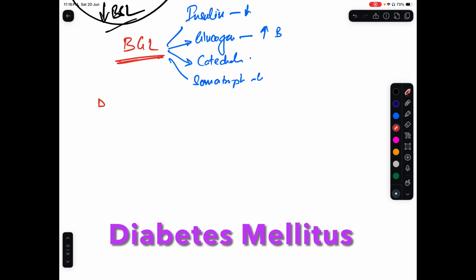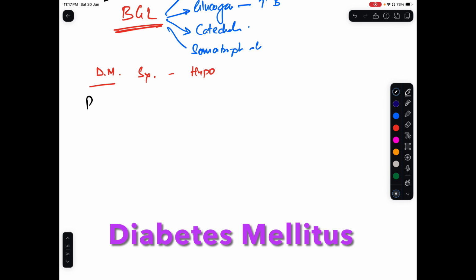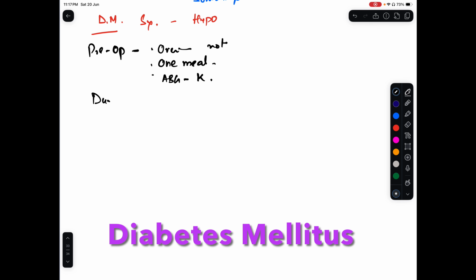So what precautions should be taken for a patient with diabetes mellitus who has to undergo surgery, to prevent hypoglycemia intraoperatively? It has to be pre-op. Routine overnight admission is not necessary. Starvation should be no more than one missed meal. Blood glucose and potassium levels are important. So during and after surgery, what will you do? The patient with diabetes must be at the top of the list.